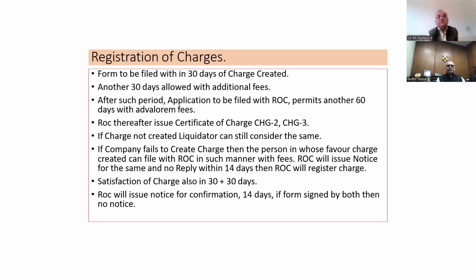Now, what is the procedure? What if a person does not go in for registration of charge, whether the other party can do so, or whether the registrar can do it on its own? All these things are discussed in this concept of registration of charges.